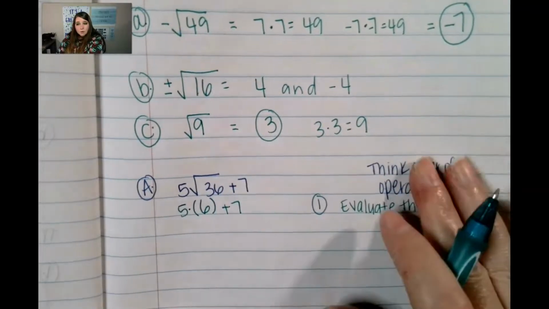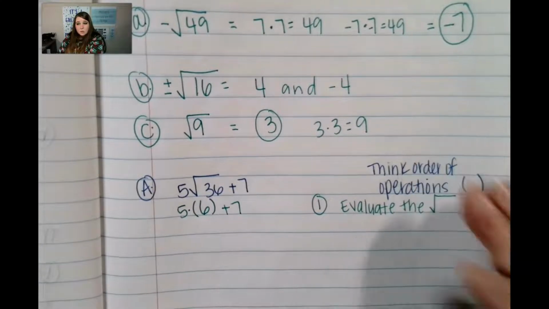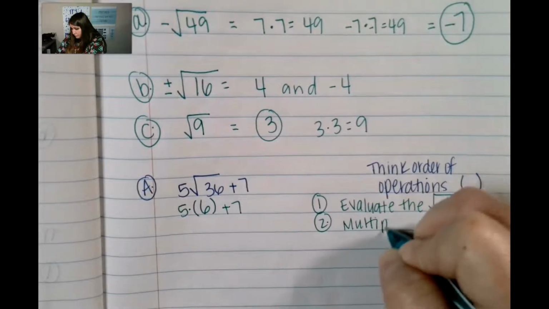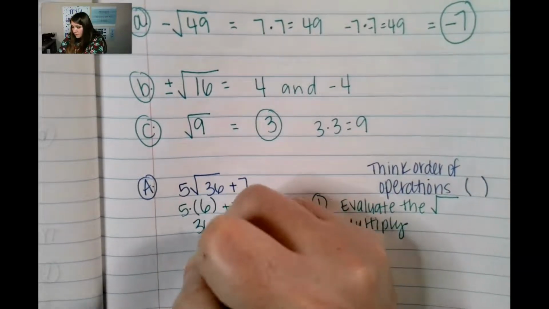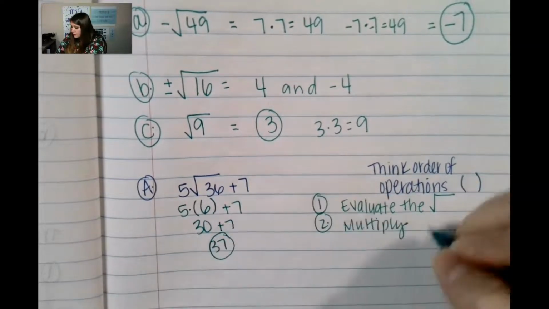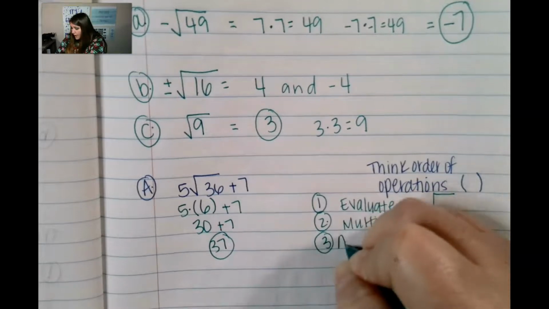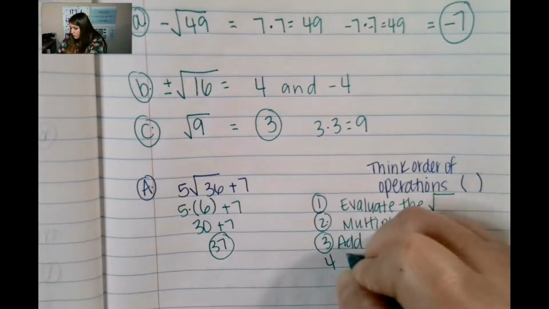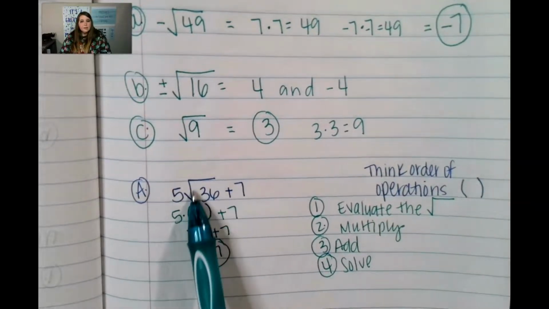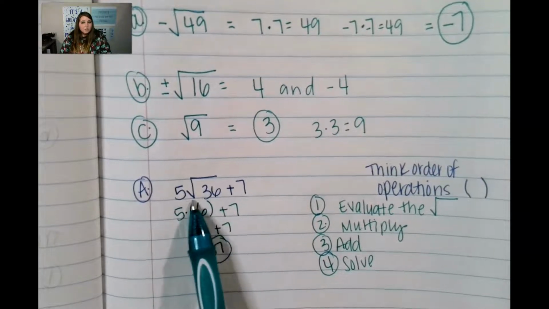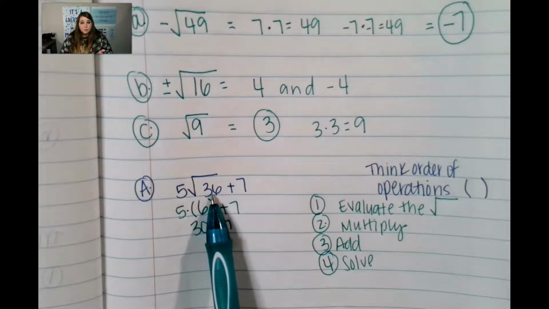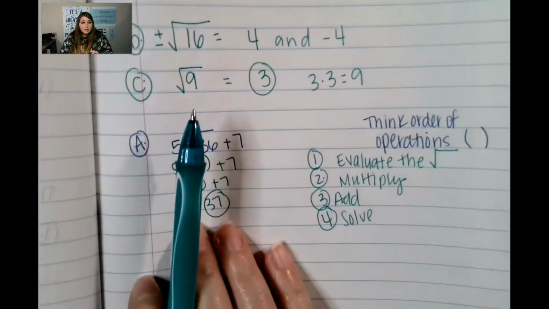So now I'm going to keep going back to order of operations. My next step would be to multiply. 5 times 6 is 30, plus 7, and I get 37. So then I would add, and solve. Okay, so when I see this symbol here, it simply tells us, hey, I need a perfect squared number. So let's do another example.